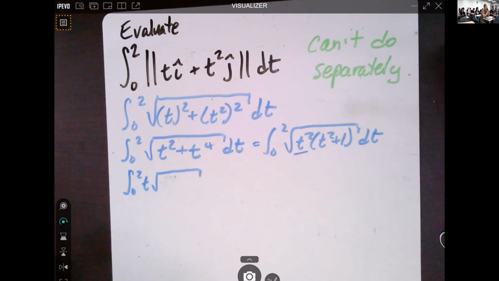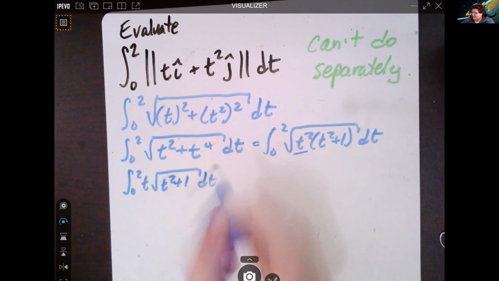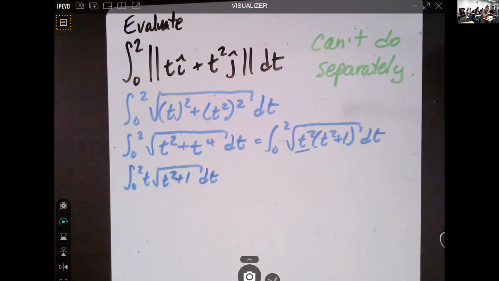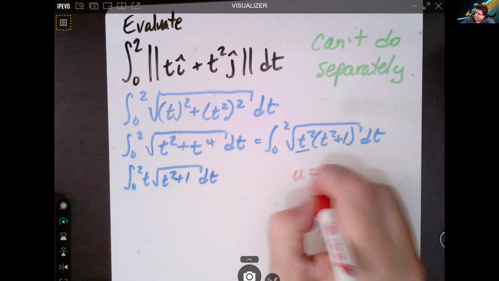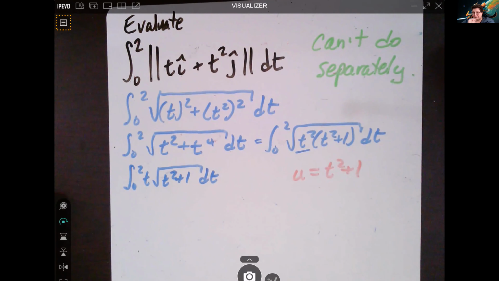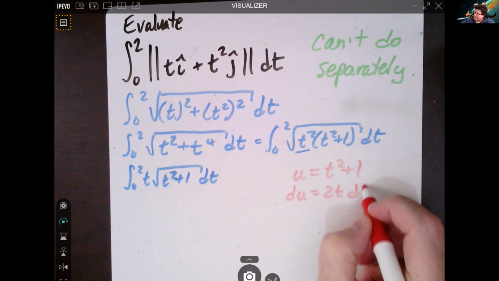Doing a u-sub on t squared plus 1. I like that. Does anyone else agree with it? Seems like a good choice, right? u equals t squared plus 1. What do I do with u? du equals 2t dt. And what can I do with that?